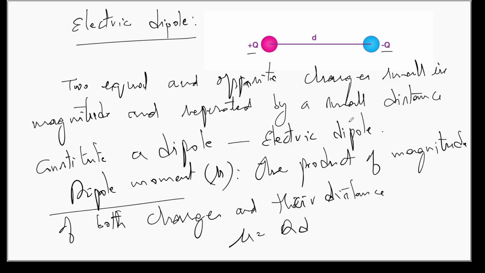We have seen what a dipole is. Two equal and opposite charges, small in magnitude and separated by a small distance, constitute a dipole or an electric dipole. Every dipole will have a dipole moment. It is the product of the magnitude of charges and their distance. It is represented with a mu. Mu will be equal to Q d.